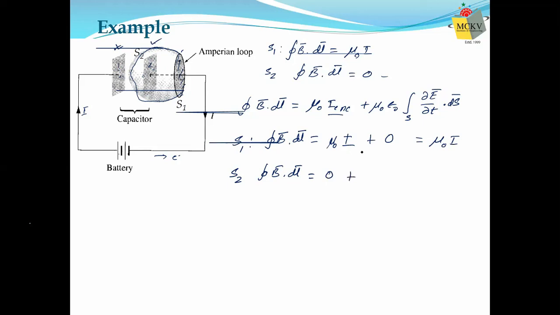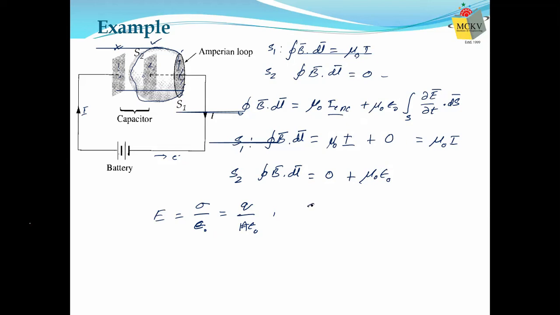Now in the modified law, plus something is there. What is that something? Mu naught epsilon naught, integration of del E by del t dot ds. What is the electric field between the two plates of the capacitor? If you remember in class 12, the electric field between the two plates of a capacitor is sigma by epsilon naught. And what is sigma? Sigma is charge per unit area, that is Q by A. So it will be Q by A epsilon naught. Q is the charge, A is the area, and epsilon naught is the free space permittivity.